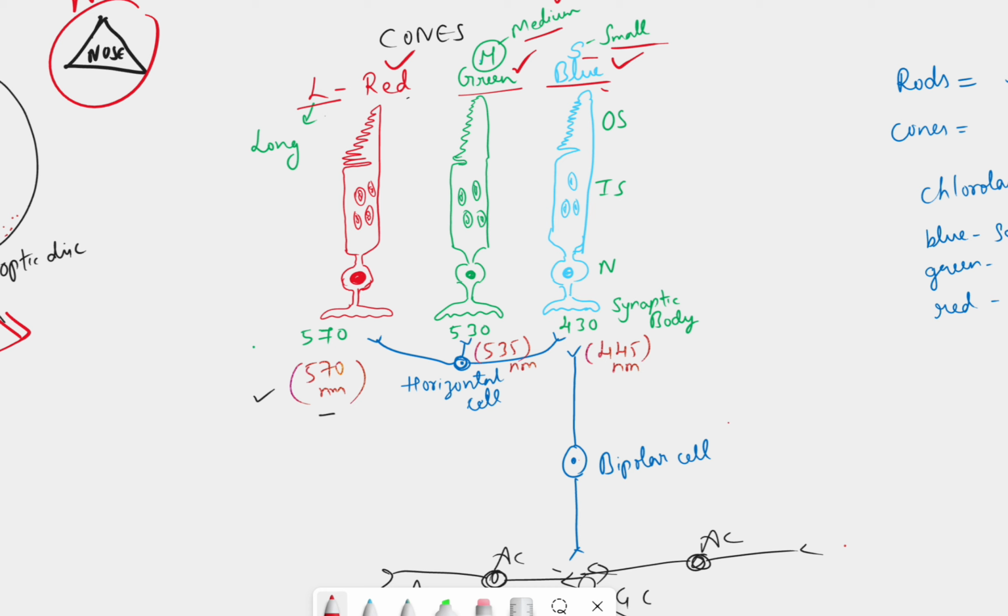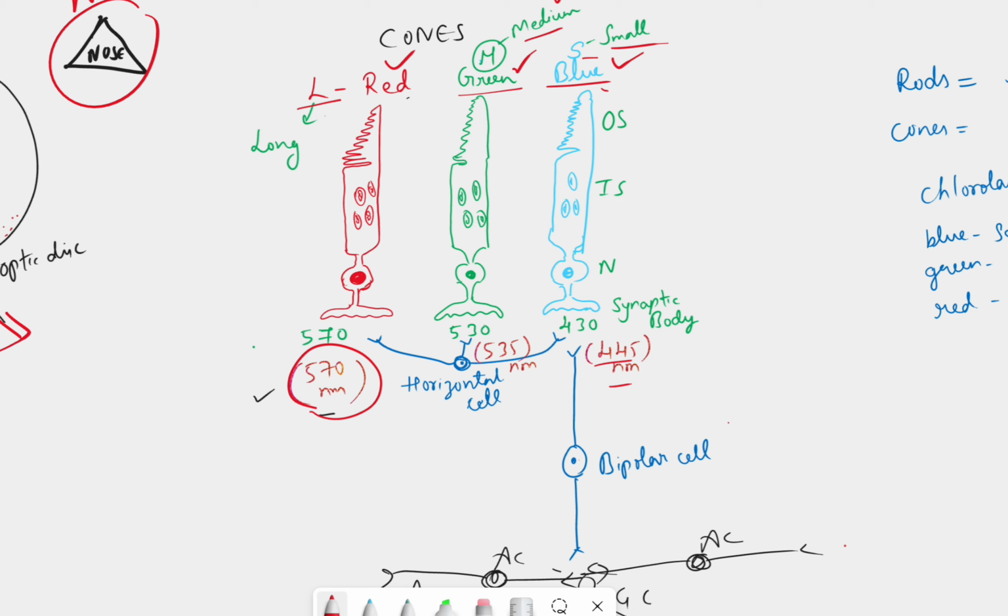Remember, the red cones will maximally absorb 570 nanometer wavelength of light. Green will absorb 535 nanometer wavelength of light. Blue will absorb 445 nanometer wavelength of light. Remember, these values are classically described in the Guyton and Hall Textbook of Medical Physiology.